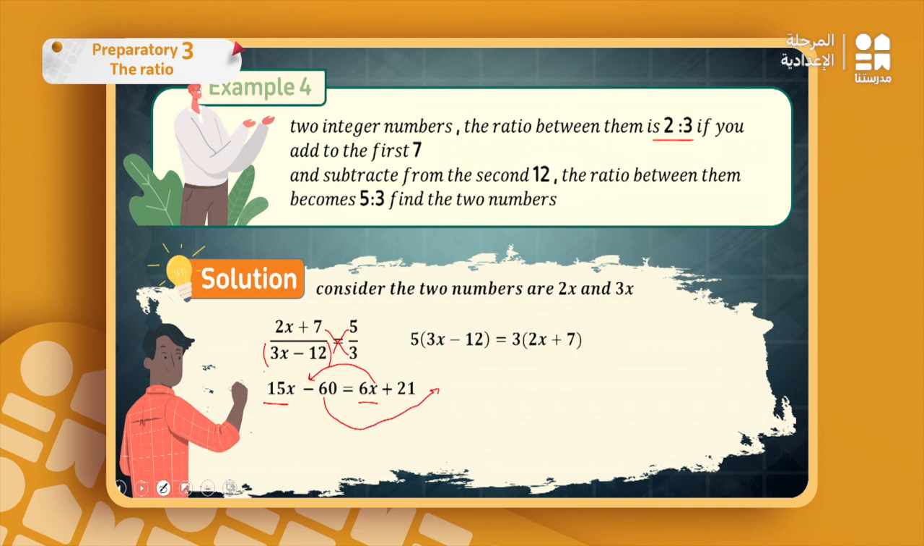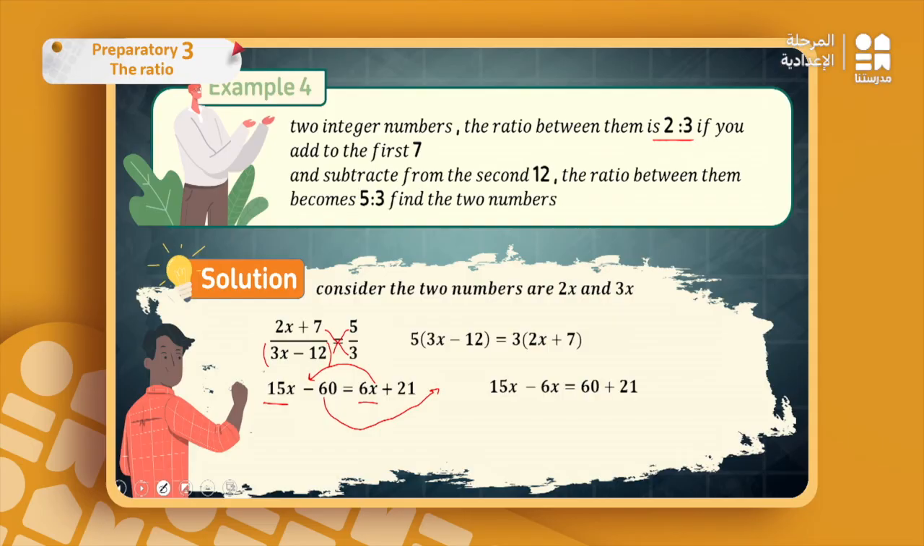ممكن تكتبها after 21 or before it. Just put it with its sign. أهم حاجة تكتبها بالساين الجديدة بتاعتها. الساين الجديدة بدل minus 60 هتكون plus 60. تكتبها بقى قبليها تكتبها بعديها الاتنين صح. You know that addition is commutative.